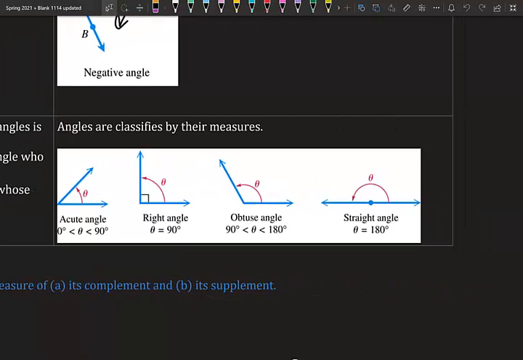Angles are classified by their measures. You have an acute angle that's between 0 and 90. You have a right angle that's 90 degrees, obtuse angle that's between 90 and 180, and then you have a straight angle which is just 180 degrees.